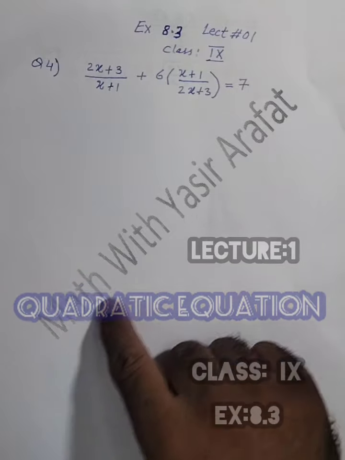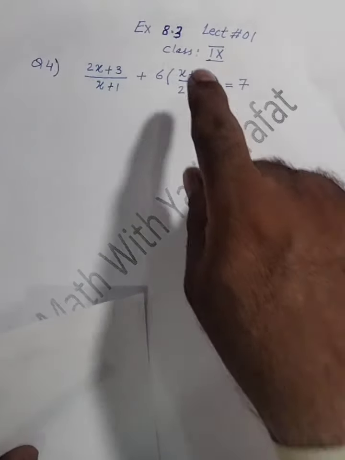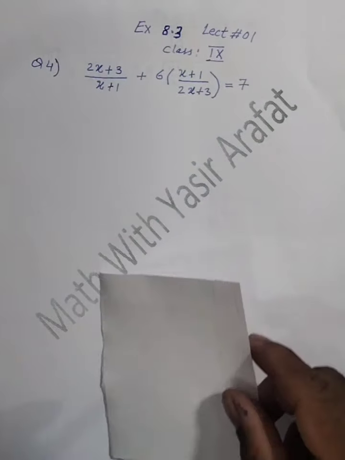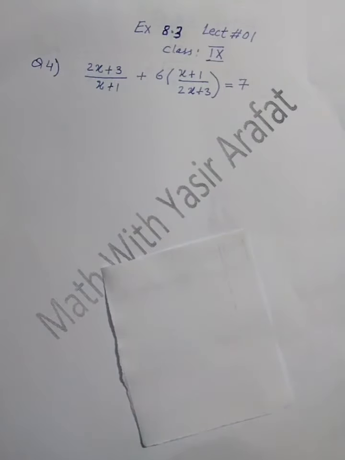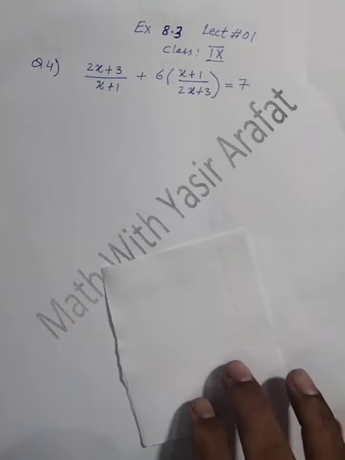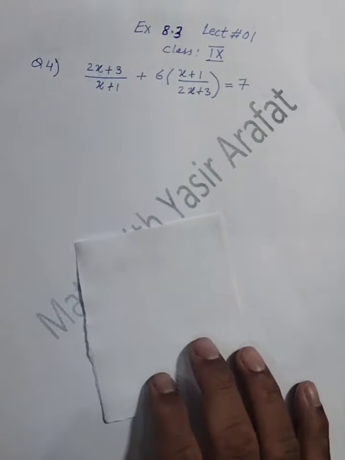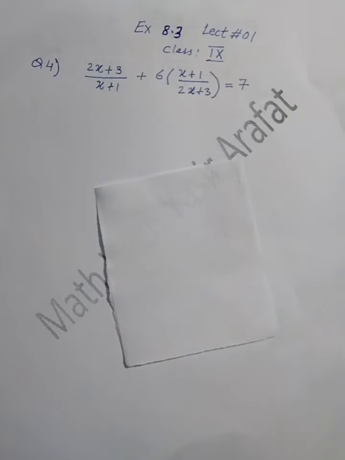You are watching Math with Yasir Arafat, and we have to discuss two important questions of exercise 8.3. So here, this is question number 4: (2x + 3)/(x + 1) + 6 times (x + 1)/(2x + 3) equals 7. In this exercise, we have 3 lectures here, one by one.